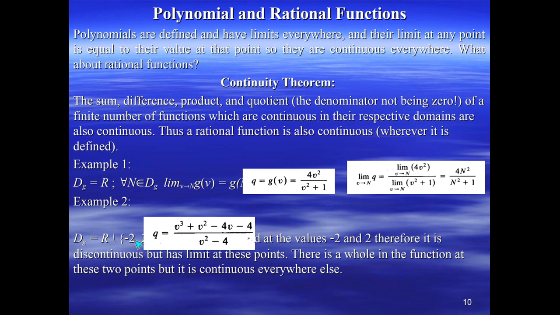Yes, for minus 2 and 2, there is a hole in the function, of course. A hole, it should be spelled without the w, not a whole but a hole, like there's nothing at that point in the function. All right.